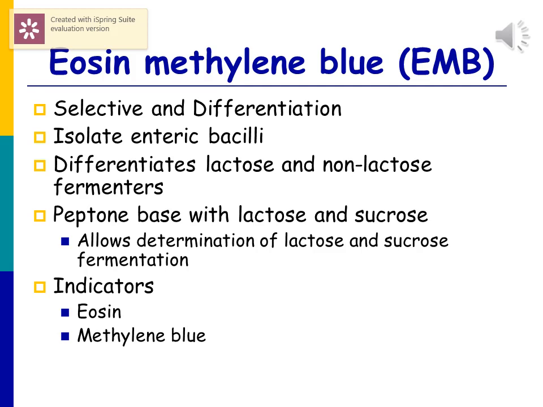EMB, or Eosin methylene blue agar, is also both selective and differential. It also differentiates lactose fermenters, so it's a peptone base with both lactose and sucrose. So MacConkey Agar only allows you to see lactose fermentation. EMB allows you to see both lactose and sucrose fermentation. And the indicators in this agar are Eosin and methylene blue, and this agar is a bluish green color.